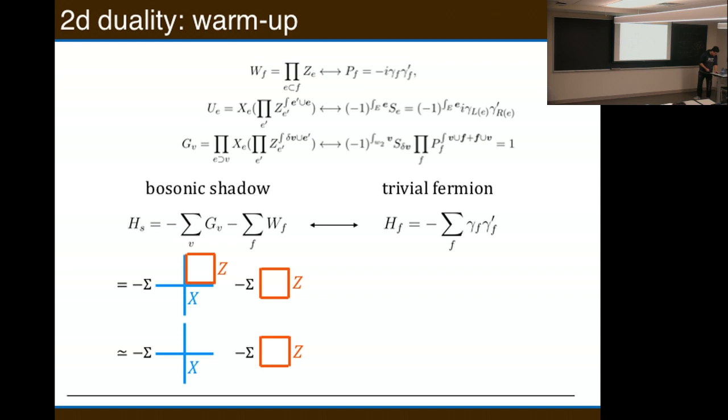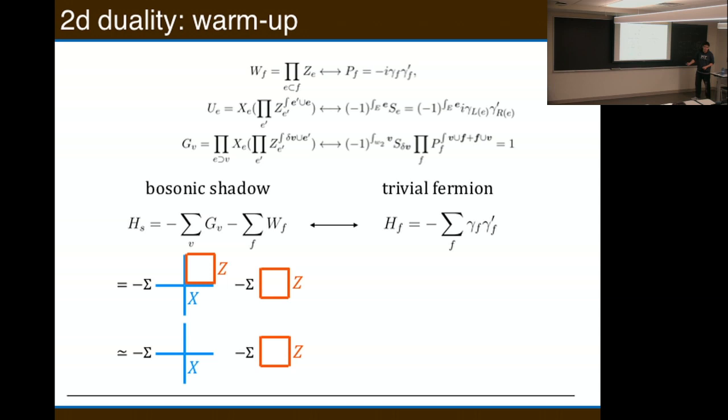So here we start from some trivial fermion, which means the ground state is the vacuum state of fermion. And then we apply our bosonization map. We know the fermion parity P maps to the flux term, so we have the flux term here. And we have some gauge constraint called G_B, and we impose this G_B energetically. So we write down our Hamiltonian term, it's minus G_B.